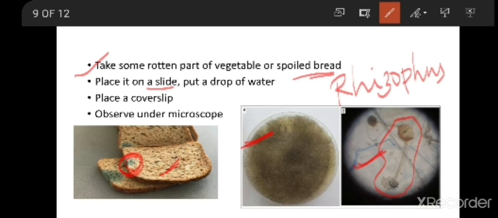So to observe fungi, generally we need any rotten part of a vegetable or rotten part of a bread. From that, with the help of a needle, you have to collect, place it on the slide, and observe. So these two are the topics we have discussed today: observing bacteria and observing fungi. In the next class, we are going to discuss further topics.